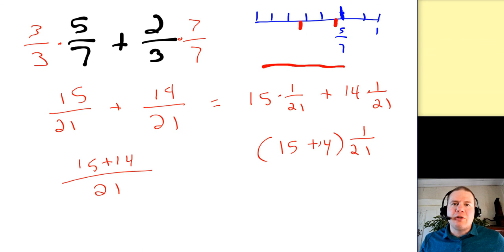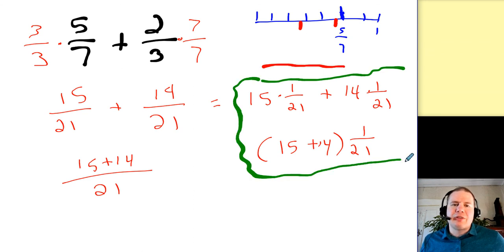Now, all of this writing is kind of unnecessary. We don't usually show these steps because it just makes the problem look like it's taking longer. But that's that underlying use of the properties of our operations that makes this possible. Right? Now we can add 15 plus 14, that's 29, 21sts.